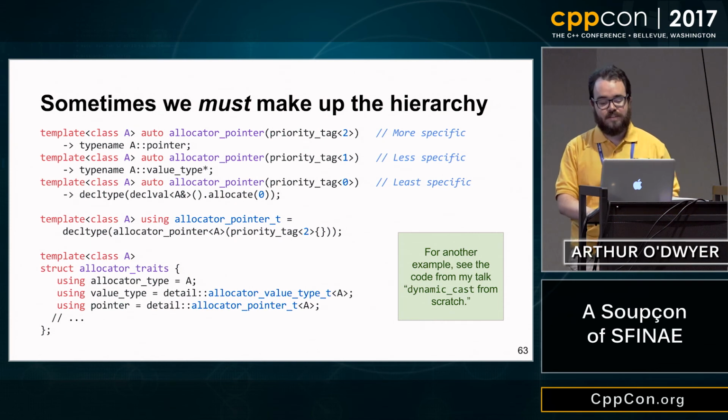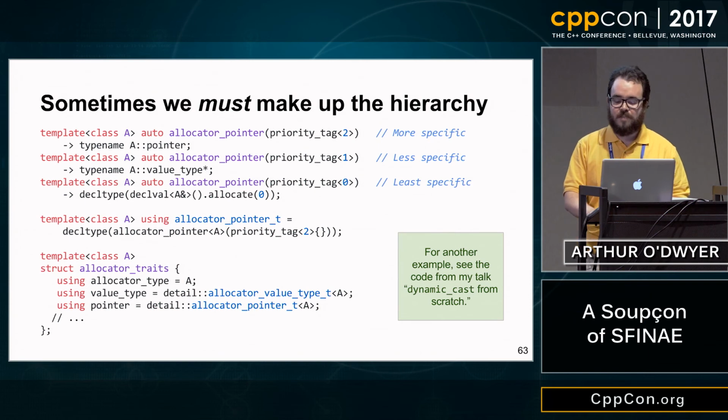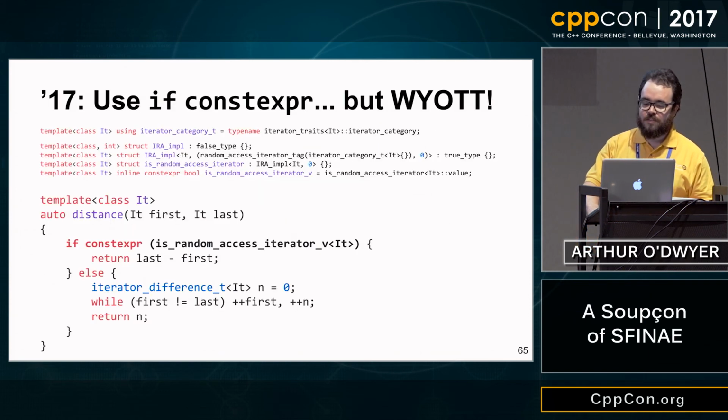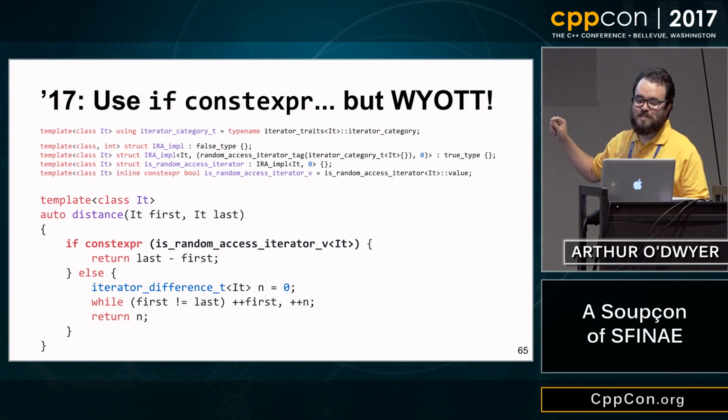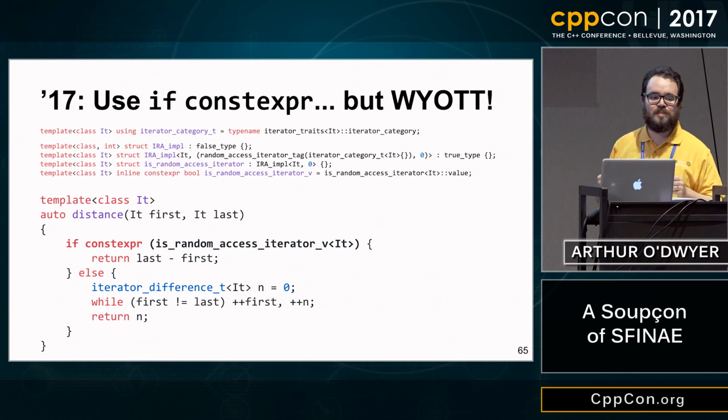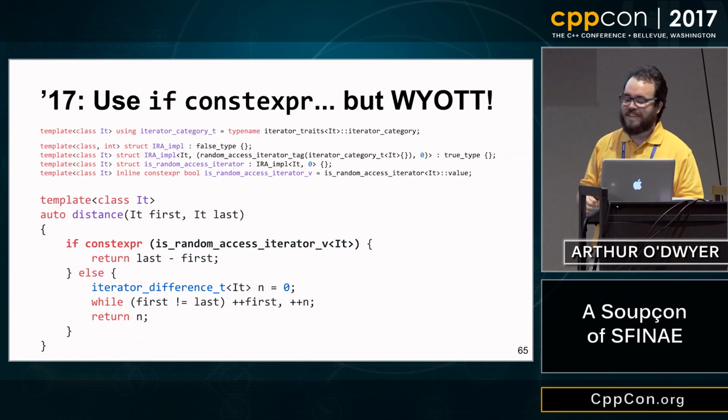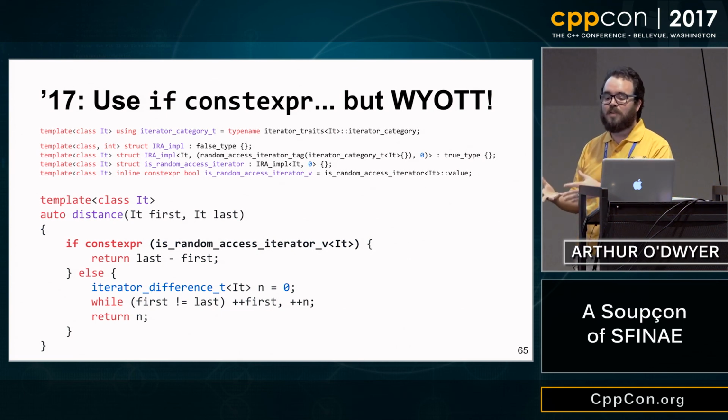Of course, if you're in 17, this is good if you're in 14, as most of us, I think, are, or less. If you're in 17, you can use if constexpr, and you can just do something like this. And when you do that, I recommend write your own type traits, such as is_random_access_iterator. Don't mess around with is_base_of random_access_iterator_tag nonsense. Just write something that takes whatever question you're interested in, in value space, and give it to me in value space, and then I can if constexpr on it.